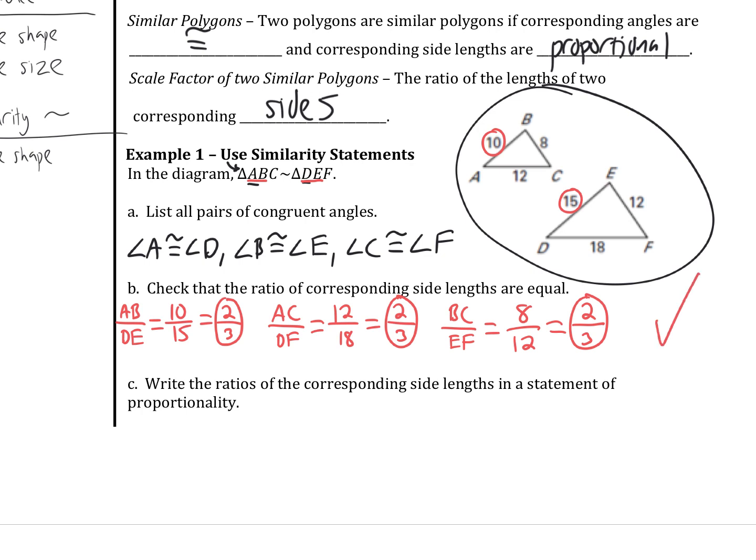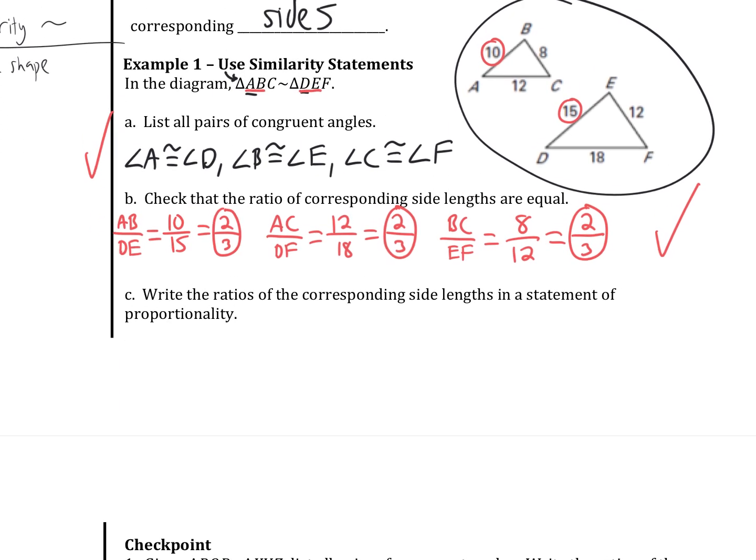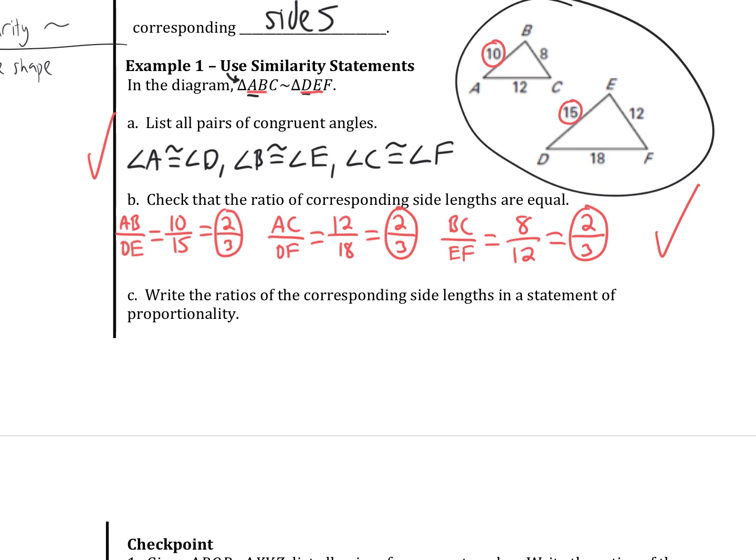This means that so far they are similar. The angles are congruent and the side lengths are all proportional. All the ratios are the same. So far these are similar figures, all right? And the last thing we need to do, which is probably going to be on a quiz, is write the corresponding side lengths in a statement of proportionality. Basically, we're just going to take all the different ratios from here and set them equal to each other. That's all it's asking you to do, okay?